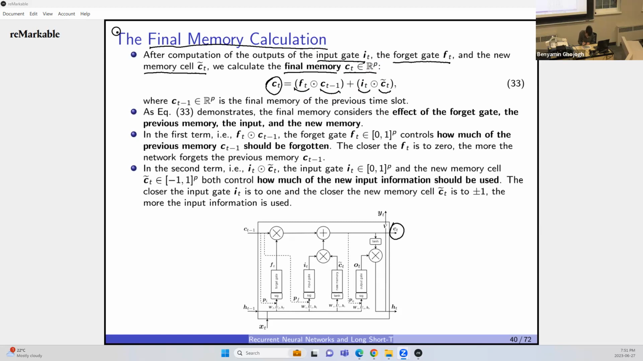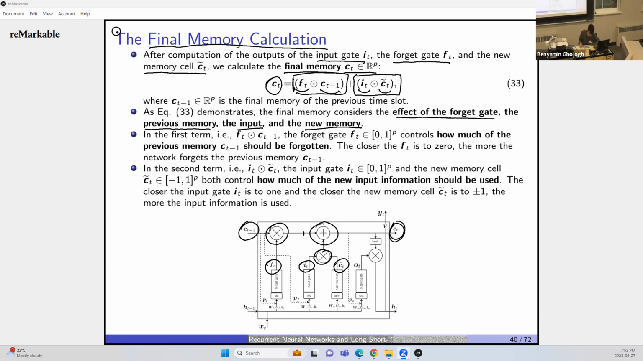What does it do? So here it is. IT is here, and CT tilde is here. They are multiplied by each other, Hadamard product. So this is this term. What is FT? FT is here. CT minus 1 is here. Hadamard product. So we have it here. This is this term. We add them. It gives us CT. Right? Now let's interpret it. First off, it takes the effect of the forget gate, the previous memory, the input, and the new memory, all of them. It aggregates the effects of these.